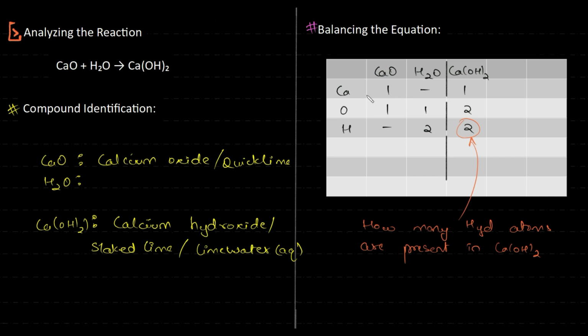Now let's see if it's balanced. Ca is balanced. Oxygen, 1 plus 1, and this is 2. LHS is equal to RHS over here. Hydrogen, LHS is equal to RHS. So this is a balanced equation.